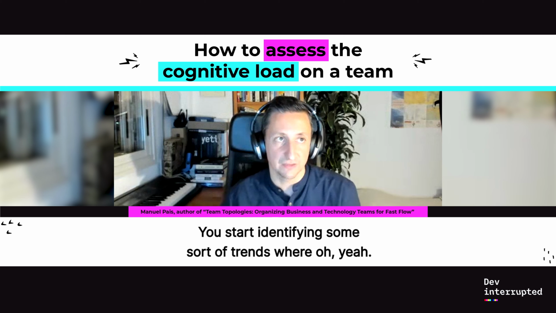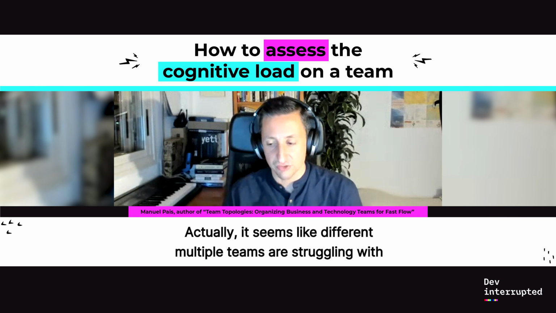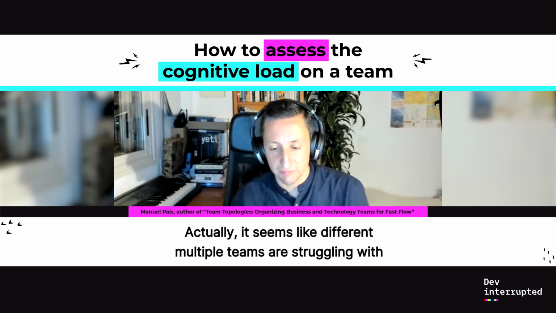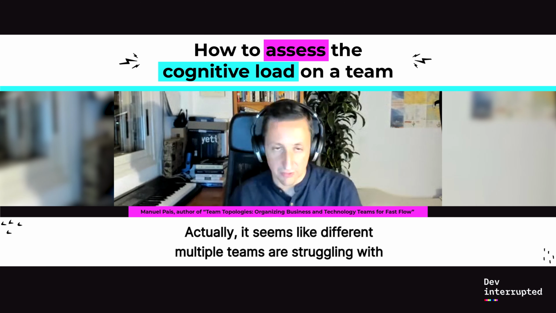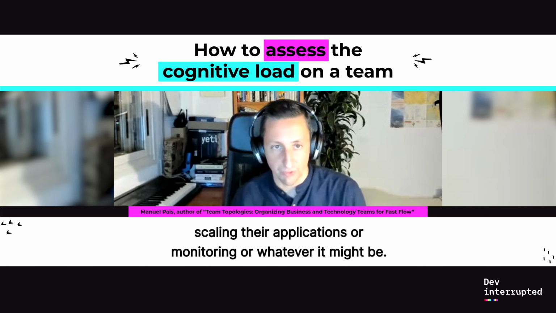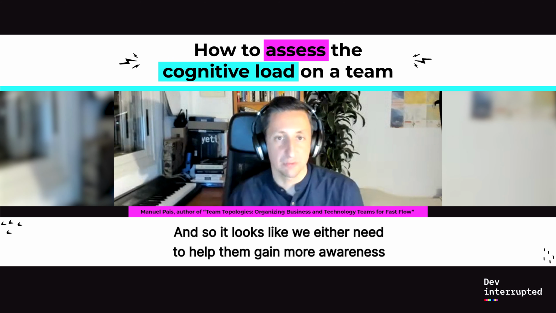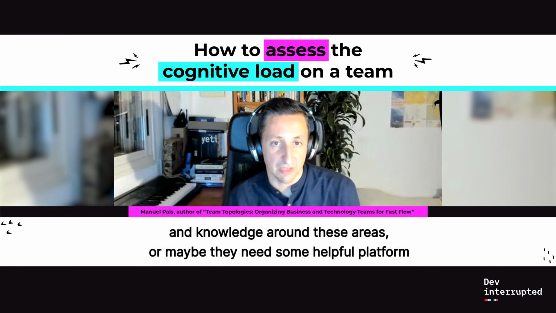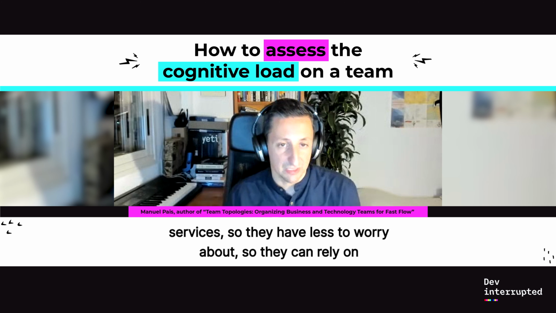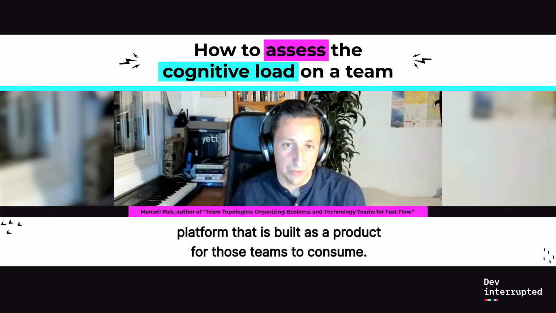You start identifying some sort of trends where, oh yeah, actually, it seems like multiple teams are struggling with, I don't know, scaling their applications or monitoring or whatever it might be. And so it looks like we either need to help them gain more awareness and knowledge around these areas, or maybe they need some helpful platform services so they have less to worry about, so they can rely on a platform that is built as a product for those teams to consume.